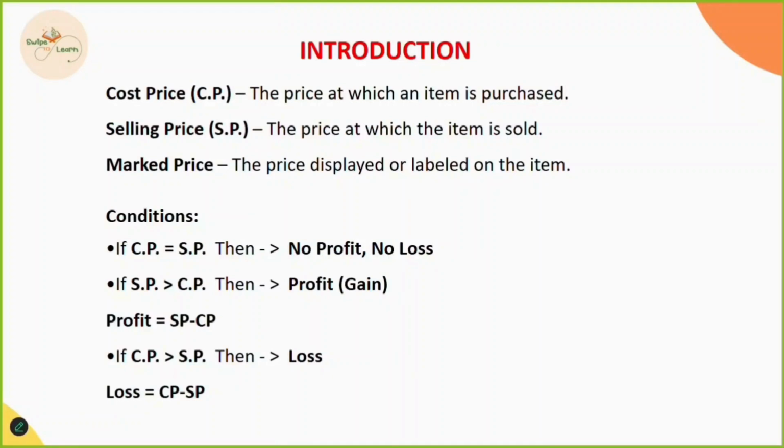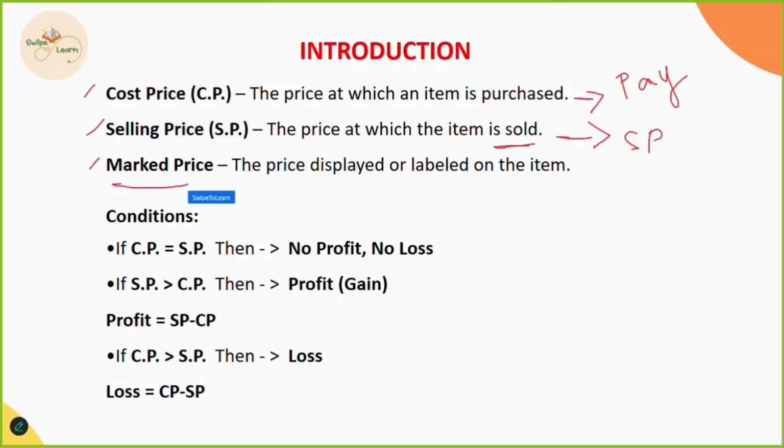Before we dive into solving problems, let's first understand some key terms related to profit and loss. This will help us in grasping the concept easily. There are three terms which you need to remember in profit and loss problems: cost price, selling price, and market price. The cost price is the price at which an item is purchased, which means that the amount which we pay to buy our product is the cost price. Selling price is the price at which an item is sold. That means the amount which the shopkeeper says to us before we buy a product is called the selling price.